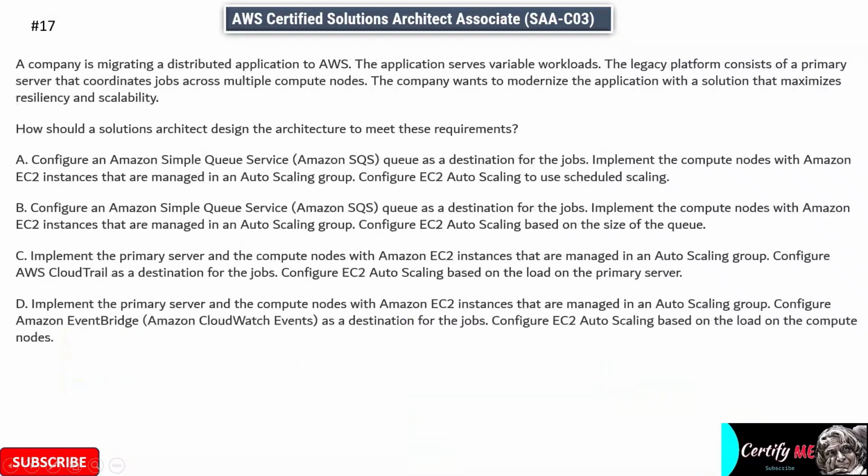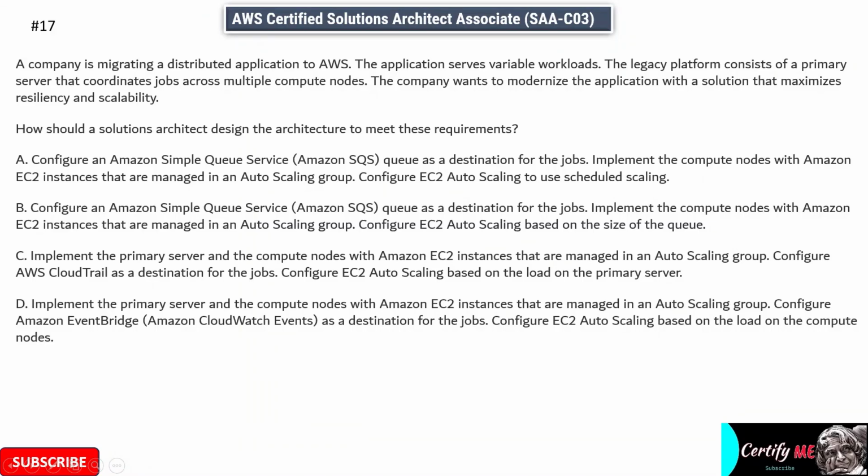Next question. A company is migrating a distributed application to AWS. The application serves variable workloads. The legacy platform consists of a primary server that coordinates jobs across multiple compute nodes. The company wants to modernize the application with a solution that maximizes resiliency and scalability. How should a solutions architect design the architecture to meet these requirements?